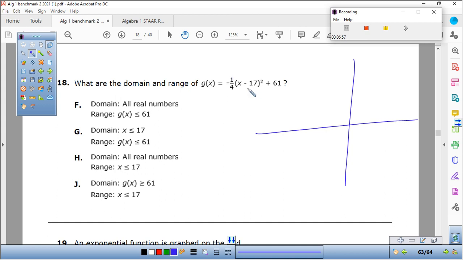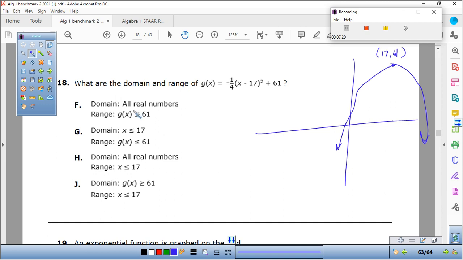Okay, so if you saw this, that would be going to the right 17, then you go up 61. So you're here at (17, 61). This one makes it open down. The smaller the number, the wider it is. So I don't know how wide it goes. It probably goes pretty wide. I don't know if it crosses on what side.